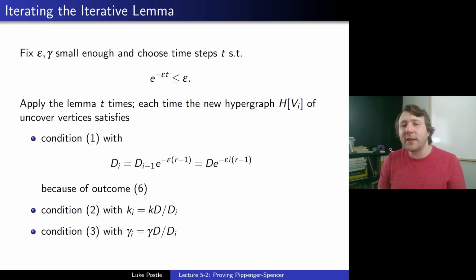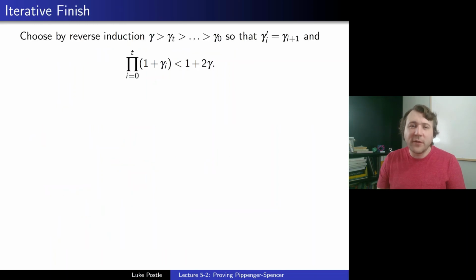And similarly, we'll have small codegrees where we just have to change what that means. We'll set gamma_i to be gamma_d over d_i. So then the codegrees will have the same bound. We're just changing what the acceptable parameters are there. So then we do that.